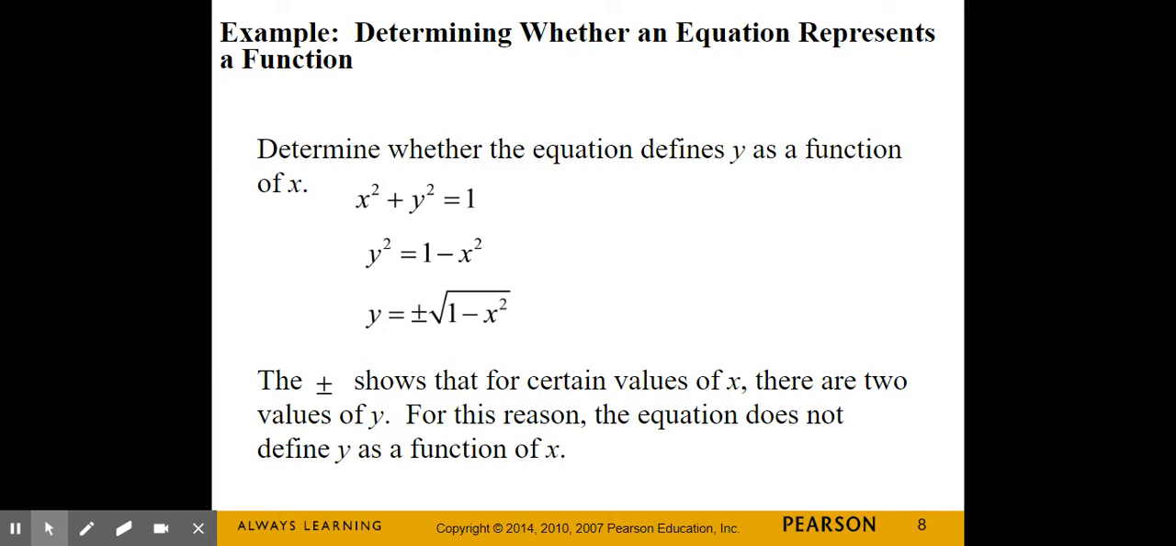The fact that when you take the square root, the result is plus or minus, for instance, right, the square root of 4 is plus or minus 2. Well, the square root of 1 minus x squared is plus or minus the square root of 1 minus x squared. The fact that it's plus or minus indicates that there are two values for y. So that means it's not a function.